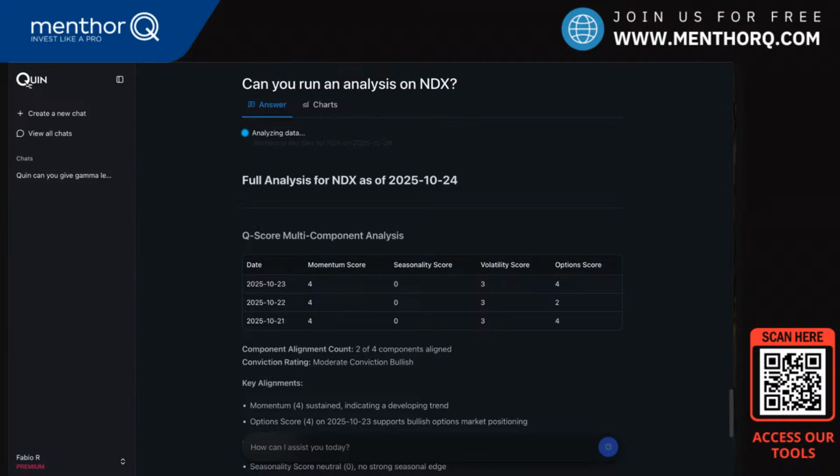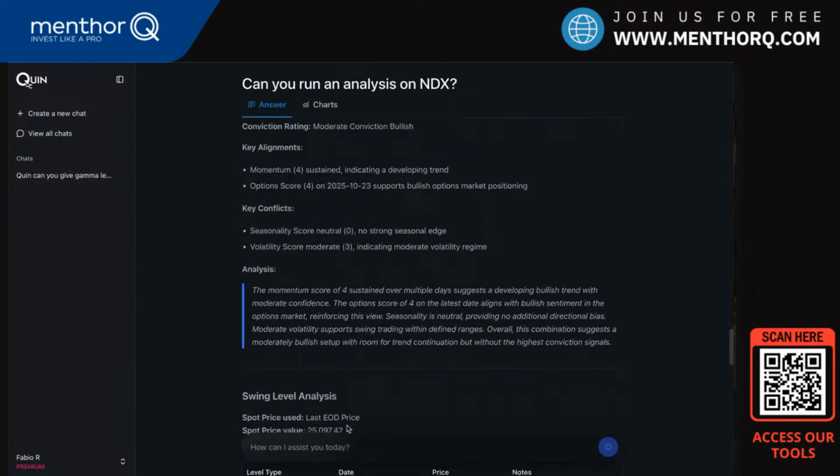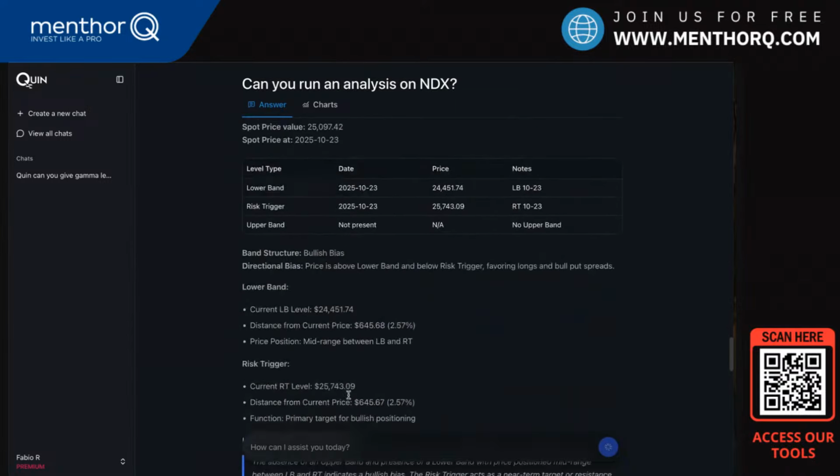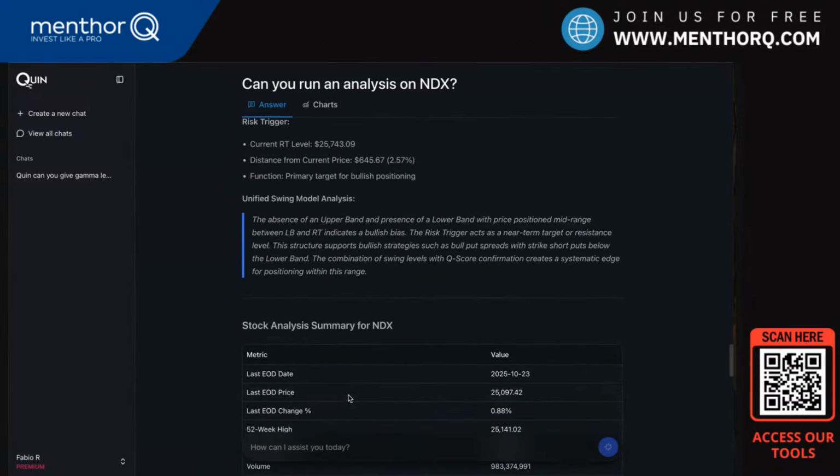For example, for those who are looking to swing trade, you can ask how the gamma exposure has changed over time, how the Q score has changed over time, the swing levels, all of the models, and then here you get a full analysis. So I would say start from that.